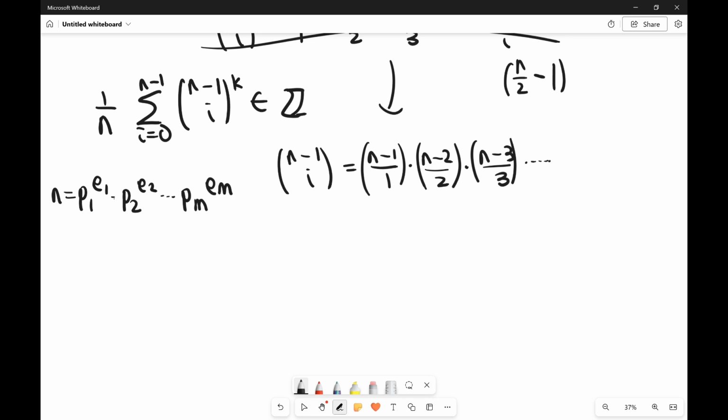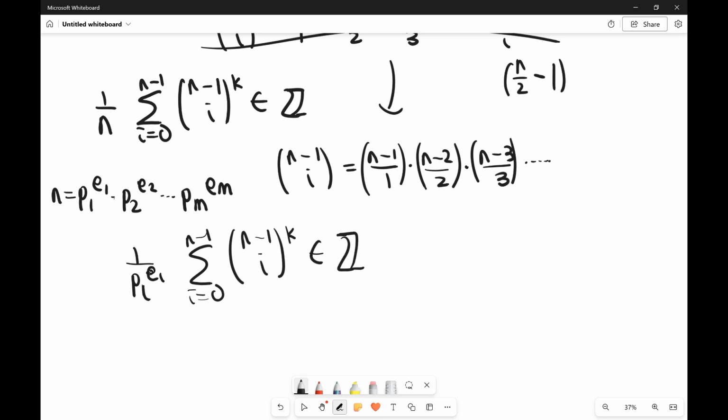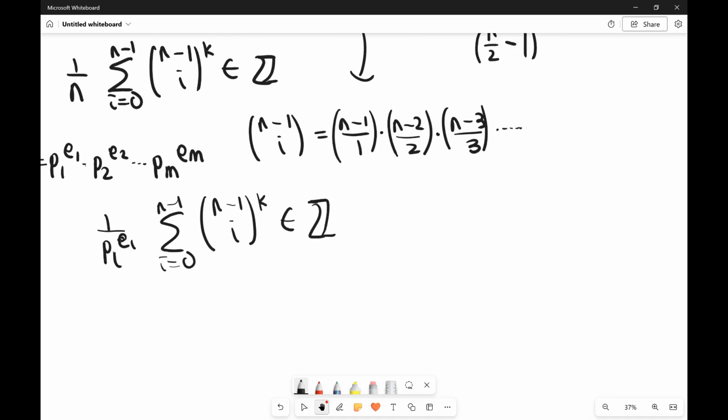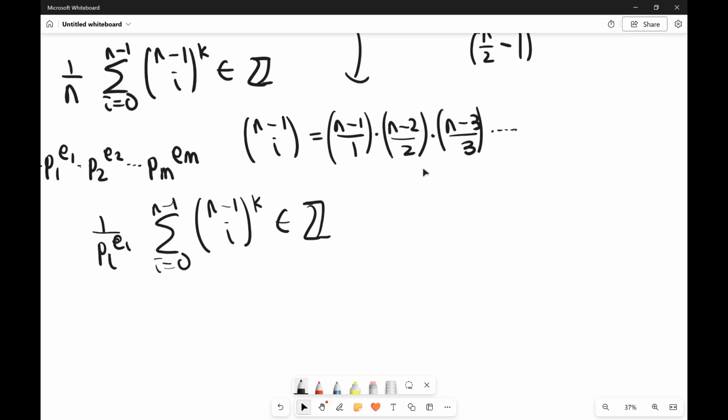And in this expression, we show that 1 over p_l to the e_l, for l between 1 and m, times the sum from i equals 0 to n minus 1 of n minus 1 choose i to the k, is in the set of integers. And this will finish by the Chinese remainder theorem. All right, so now we can easily tame these denominators because we only have to deal with them whenever they are divisible by p_l.